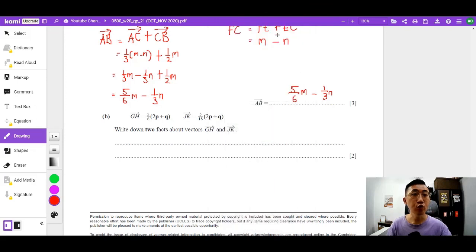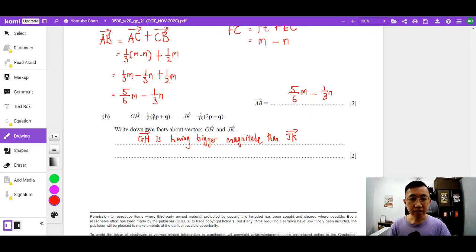So the first marking scheme answer is that vector GH has bigger magnitude than JK. See, 2p plus q is the same thing, so there's nothing to compare there. We only compare the fraction in front. So 5 over 6 is bigger than 5 over 18. So the first answer: GH has bigger magnitude than JK.